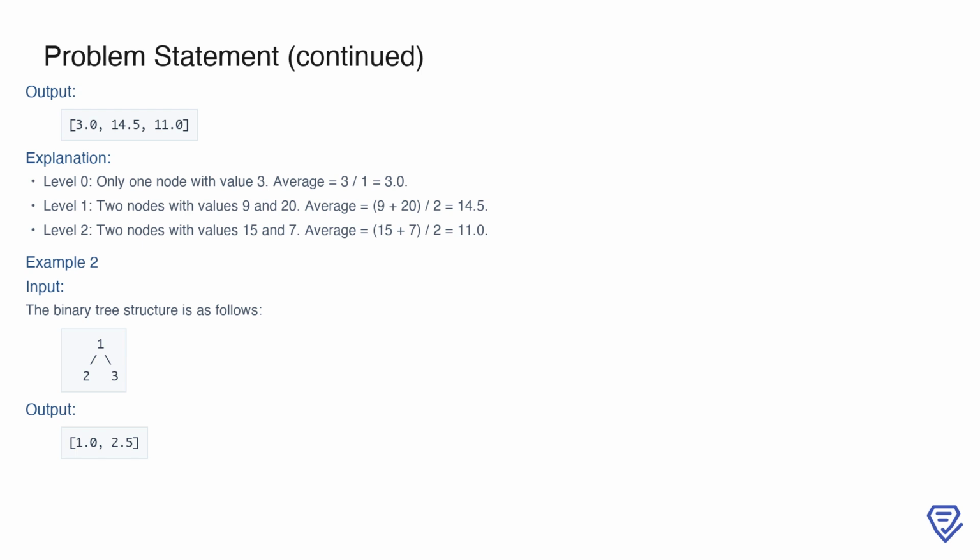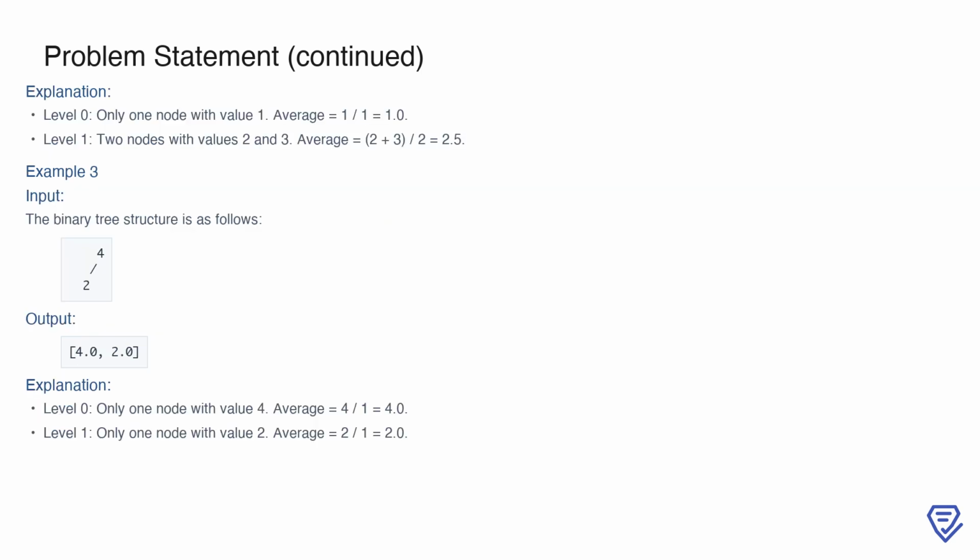Now consider another example. In this binary tree, the root has a value of 1, and it has two child nodes with values 2 and 3. This structure creates 2 levels. The output for this binary tree is 1.0, 2.5. At level 0, there is only the root node with a value of 1, so the average is 1.0. At level 1, the two child nodes have values 2 and 3. Their sum is 5, and dividing by 2 nodes gives an average of 2.5.